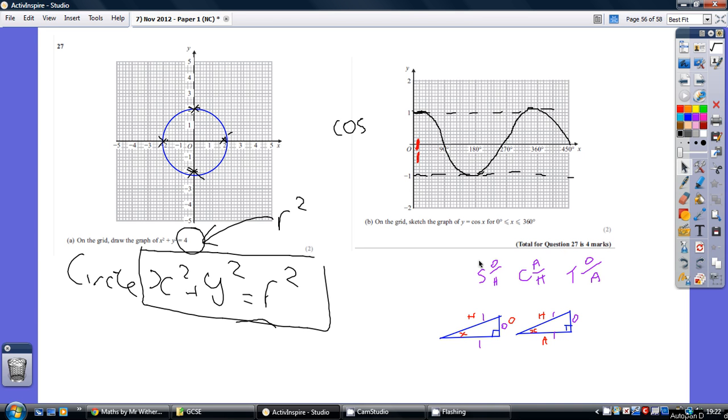Whereas with the sine curve, with sine being opposite over hypotenuse, as the angle gets very small, our opposite over hypotenuse is going to be naught divided by 1, or naught divided by something which is naught. So the sine of naught is naught. So the sine curve starts at naught, naught, the cosine curve starts at naught, 1. So that's just a little tip on how to remember which is which.